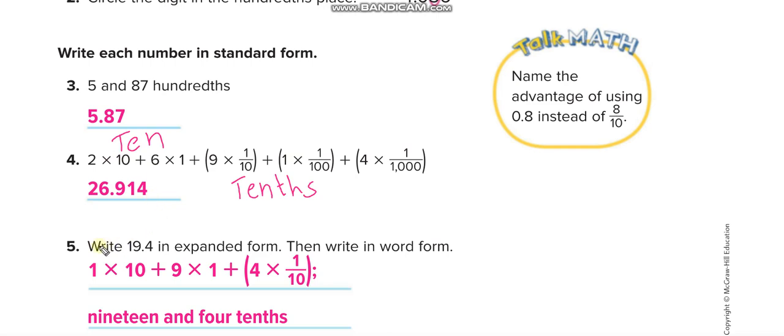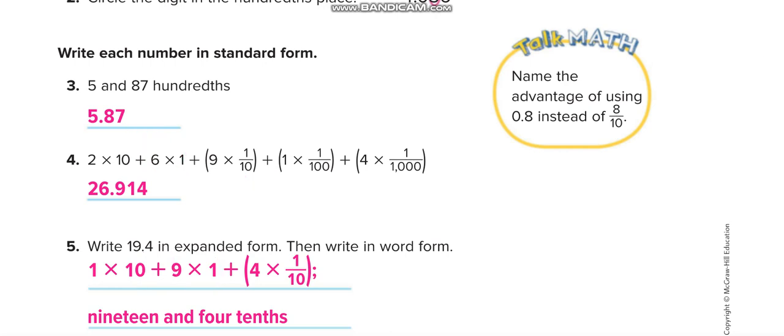Got it, guys? Okay, write 19.4 in expanded form, then write in word form. Okay, first one, 1, its place value is 10, so 1 times 10, then plus, you can use brackets so you do not get confused, like here we can use brackets. Okay, so 1 times 10, because the place value of 1 is 10, 9 times 1, its place value is 1, and 4 times, as I told you, 10 is this one, and 1 over 10 we write for tenths. 4 is tenths, so we write 1 over 10.